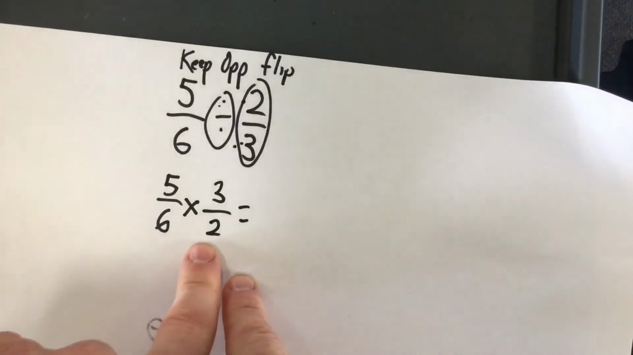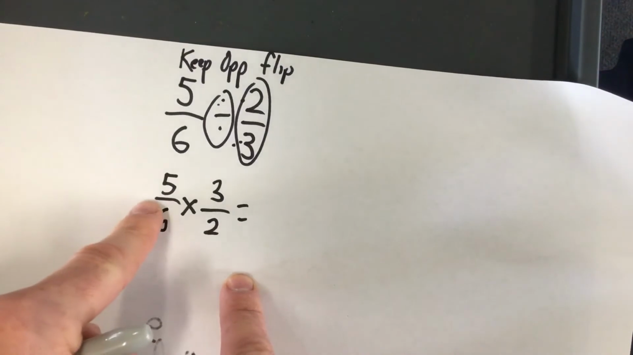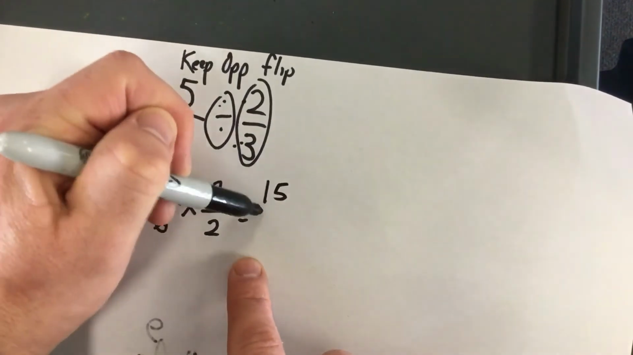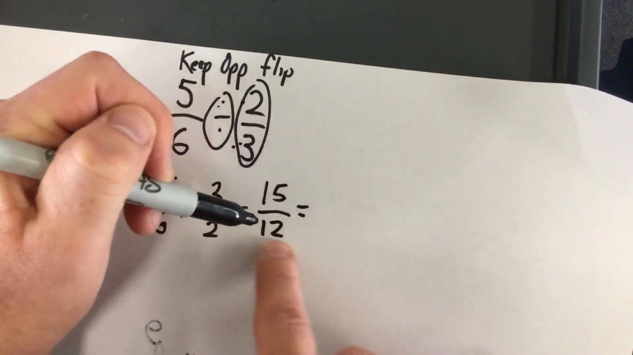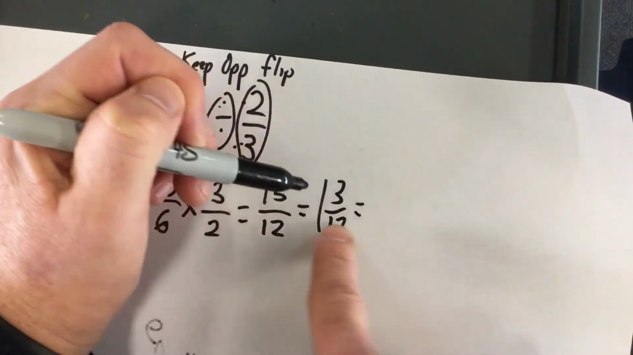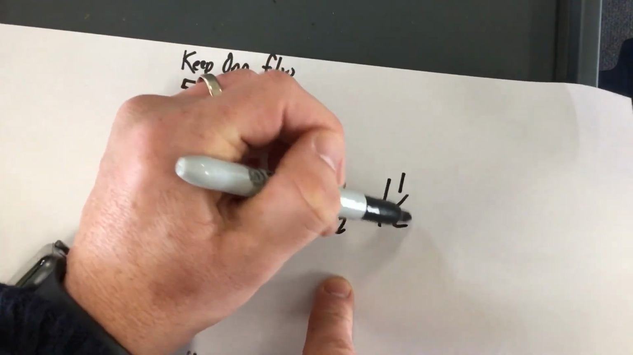And now we've got a multiplication question, which we know how to do. So 5 times 3 is 15, and 6 times 2 is 12. So the answer then would be 1 and 3/12, or 1 and 1/4.